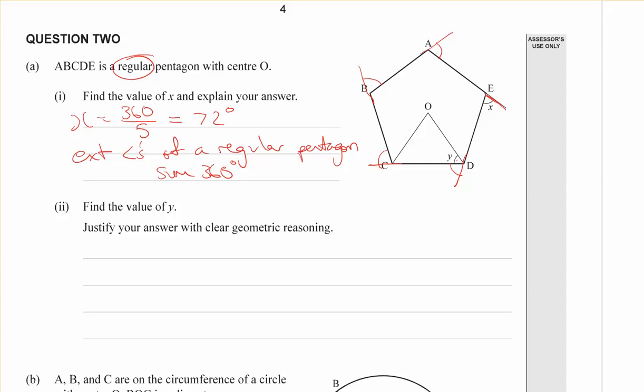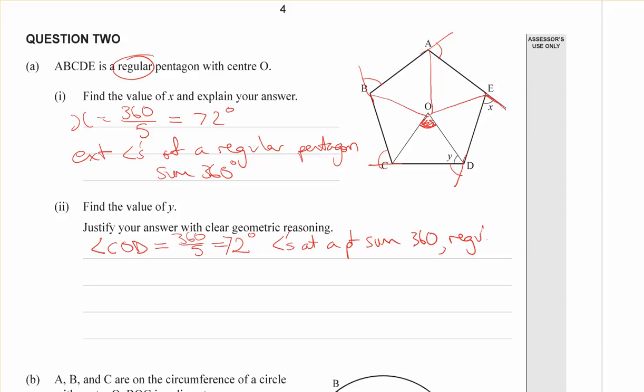Right, find the value of y. Well, for this one we might work out the centre angle. Now remember it's regular, so angle COD will equal 360 divided by 5, which is 72, and that's because angles at a point sum to 360, and it's a regular pentagon.